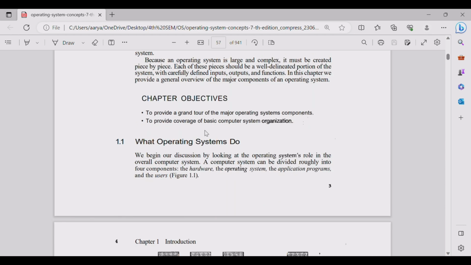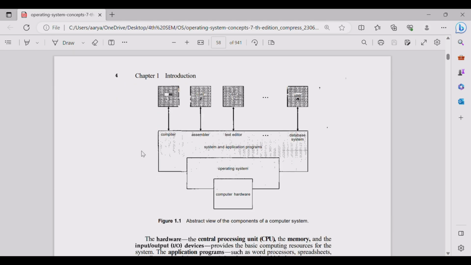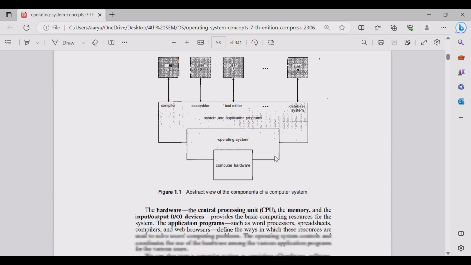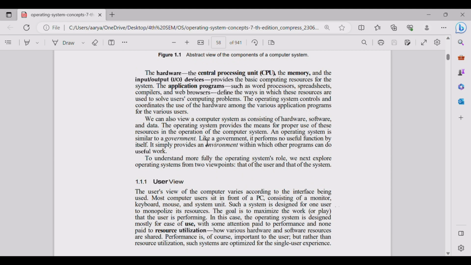So what do you think an operating system does? Firstly, let us know the components of a computer system. A computer system can be divided into four components: the hardware, the OS, the application programs, and the user. An OS does not perform any useful function by itself. It simply provides an environment within which other programs can do useful work. So this is all about the basics.